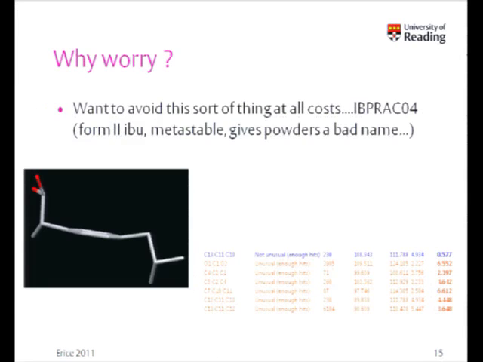This is the sort of structure that gives powders a bad name. It's form II ibuprofen. It's in the database, it has been published in Acta B, and it's wrong. Now, interestingly, it's not that wrong. And why do I say that? Well, actually, because I was involved in solving it about 2 years before it was published. But we solved it, we could fit the data reasonably well, but we could not refine it properly. The structure just would not behave.